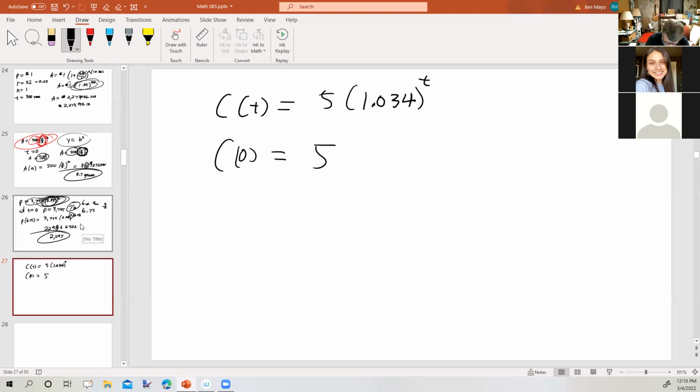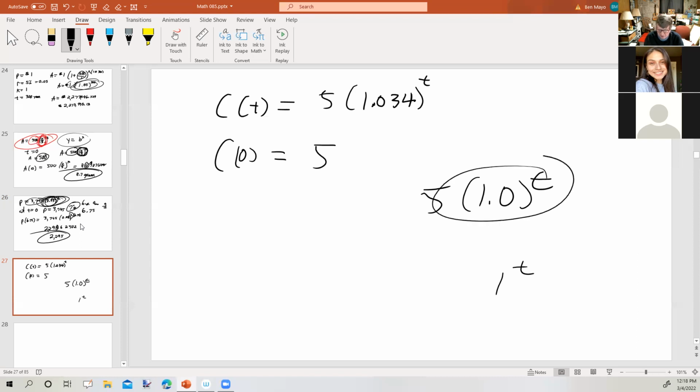Okay. What if it was this? What would happen to that? What if the base is 1? It doesn't change. This would just be 5 no matter what. Okay. What's this represent? The percentage? Is it going to increase or decrease? Increase. By how much? By what percent? By 3.4. Yay! And then we can all go home.